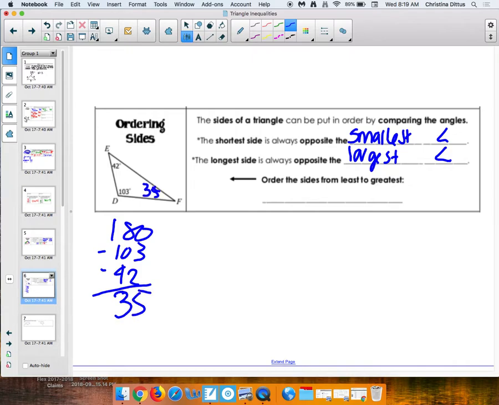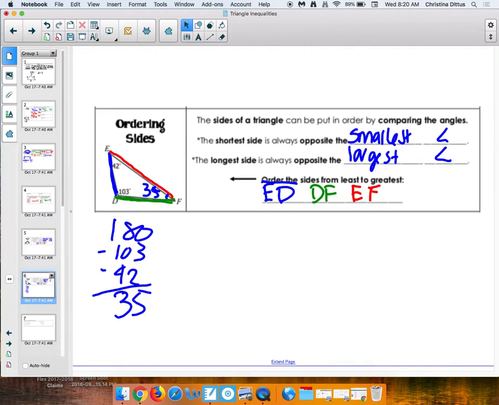So what's my smallest angle? 35. So the side not touching it would be ED. When we talk about sides, two letters. So our shortest side is ED. What's our medium angle? 42. Which side is across from 42? DF. And our biggest angle is the 103, so our longest side is EF.